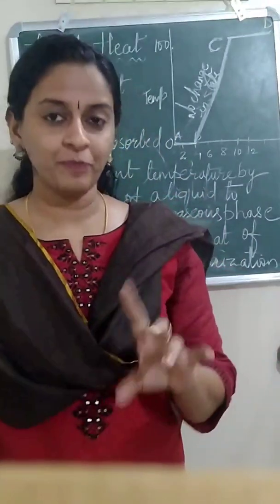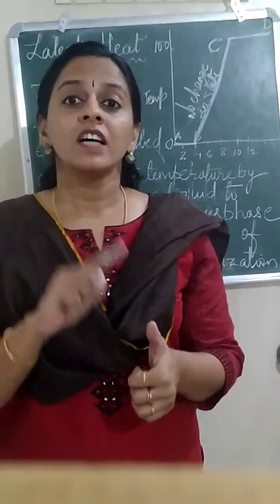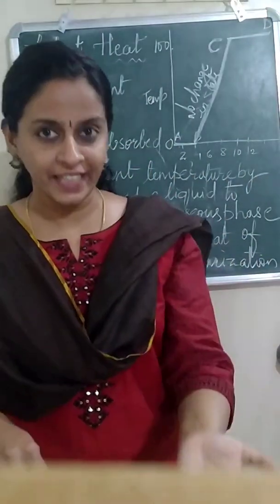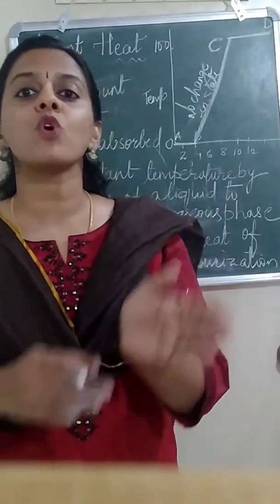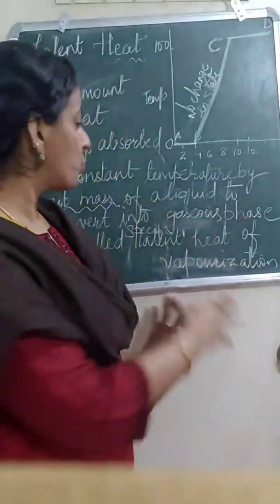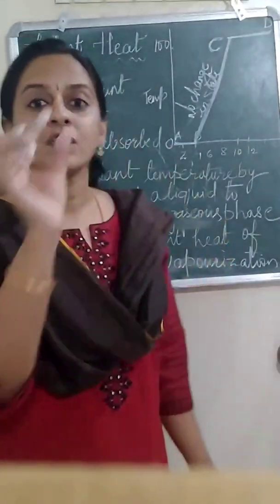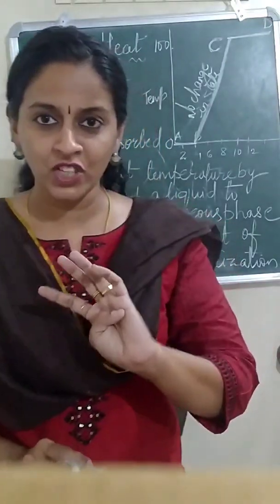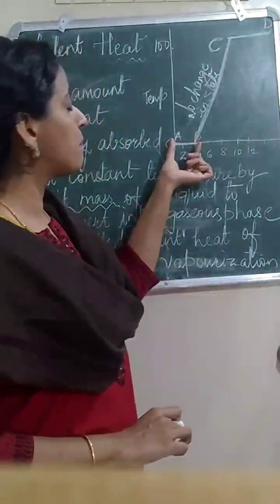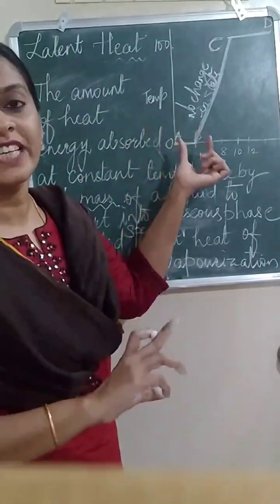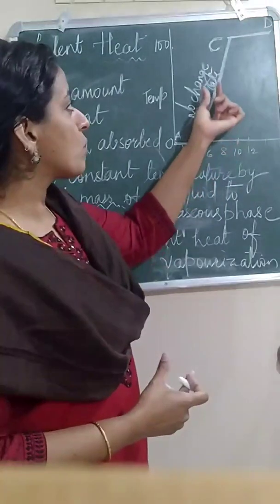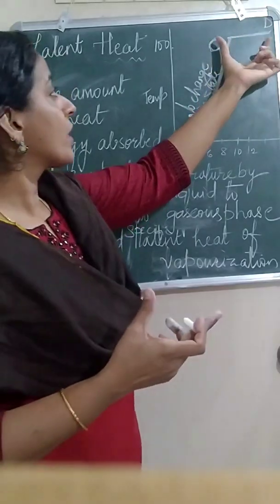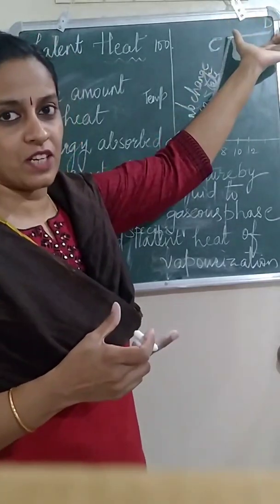Listen and say it along with me. Latent heat of vaporization: the amount of heat energy absorbed at constant temperature by unit mass of a liquid to get converted into gaseous phase is called specific latent heat of vaporization. Understood these 4 definitions? Remember the graph, what was happening in AB? Latent heat of fusion, solid getting converted into liquid. Temperature rose. Now liquid will start converting into gas. So there, latent heat of vaporization.